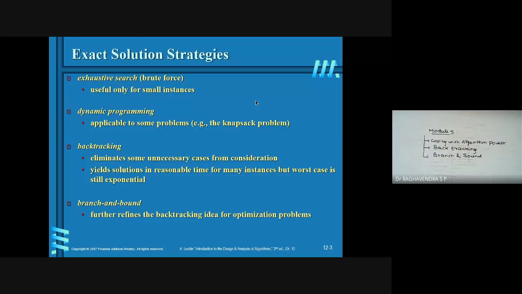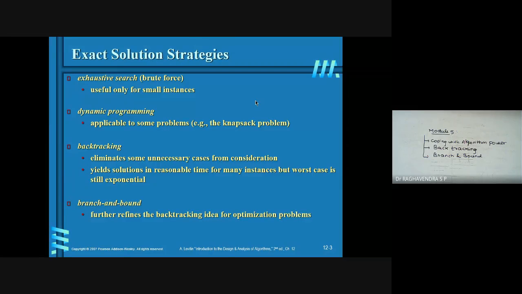Then we have dynamic programming, and we have had a lot of discussions related to dynamic programming in our previous class, like the knapsack problem, Warshall's algorithm, and binomial coefficient. Today we have to focus more on backtracking. So what is backtracking? How is it used to solve different types of problems?